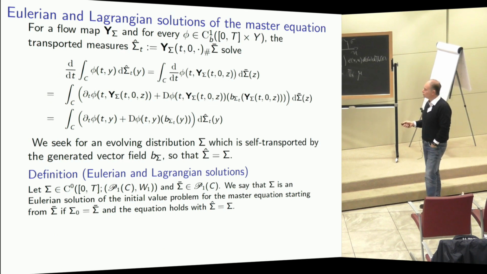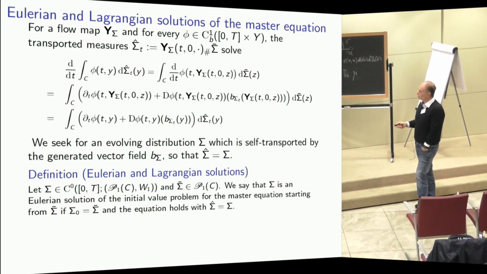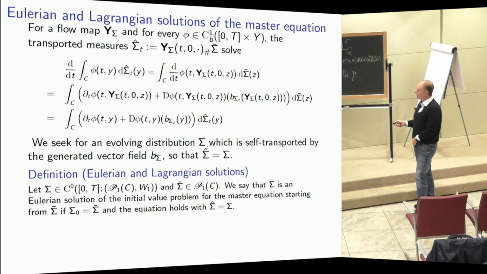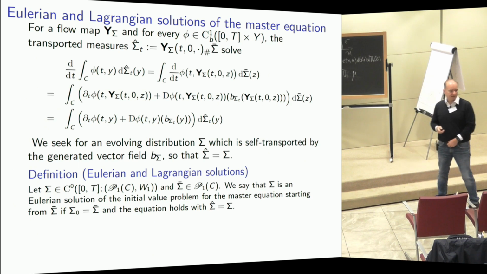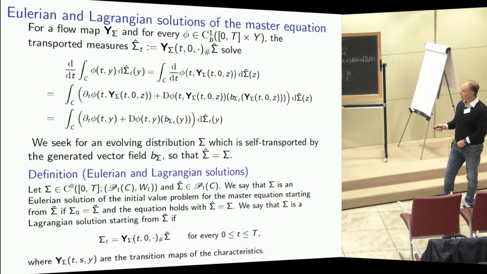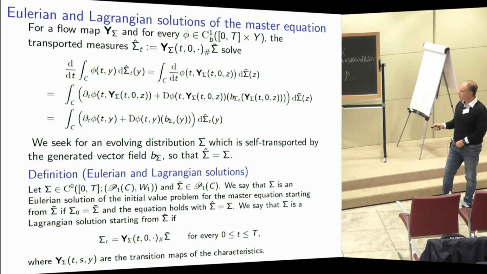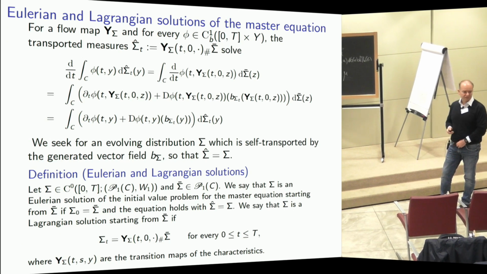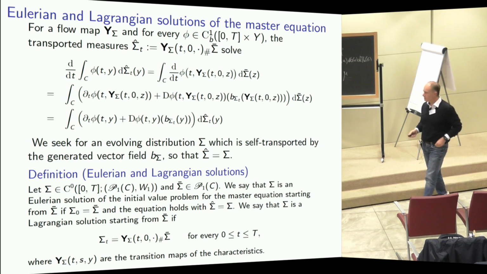The first definition of solution is to say that sigma is an Eulerian solution for the equation that we saw at the beginning, if somehow this relationship holds for sigma hat equal to sigma. Instead, we say that sigma is a Lagrangian solution if it corresponds really to a fixed point of the transport type of equivalence by push forward of the characteristic along the characteristics.